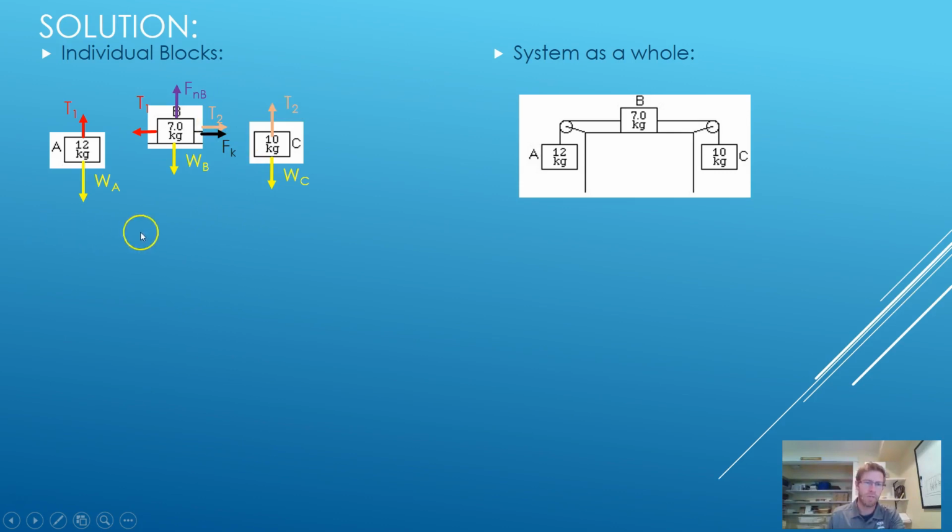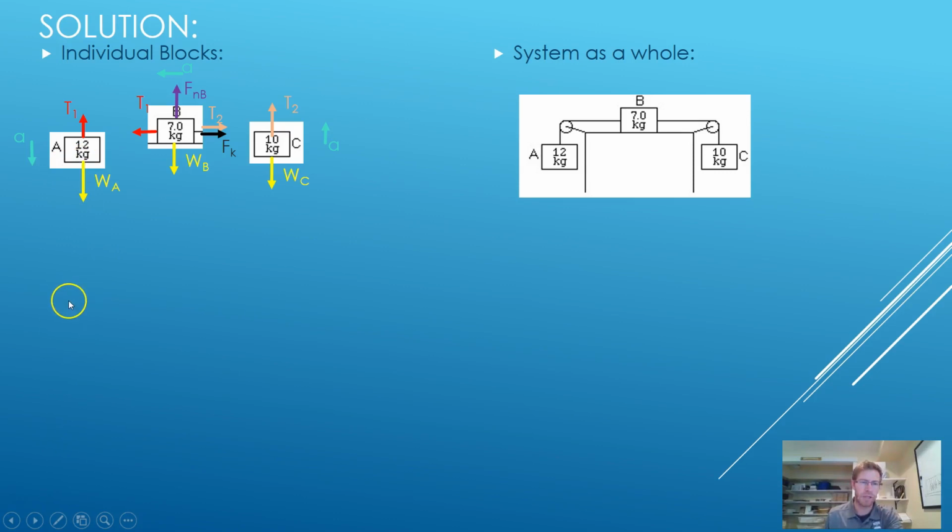So once you have your free body diagrams, you must also make sure to label the direction of acceleration. We know that block A is probably going to accelerate down, which means block B will accelerate to the left, and block C will accelerate upward. So now you can do some of the forces on each block. Let's start with block A.